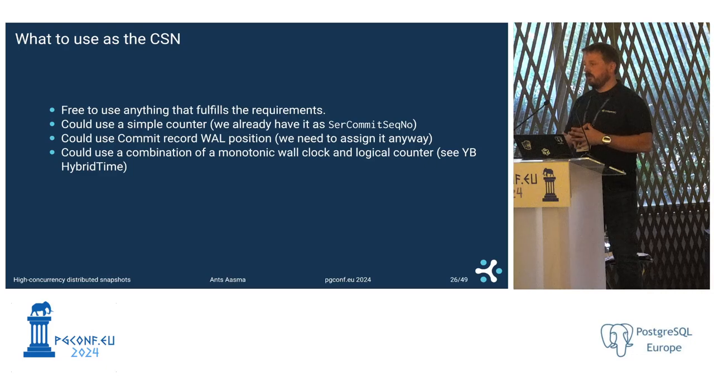And another option is to use wall clock time, which has some nice properties. We still have to do some things to ensure that this never goes backwards. For example, Yugabyte has a paper on hybrid time that explains how we can make sure in a distributed database that we never see CSN values go backwards in time. But to make sure that it goes forwards in time, we add a counter on top. Basically, we get a timestamp and there's a second field which says which commit under that timestamp is currently the latest one.